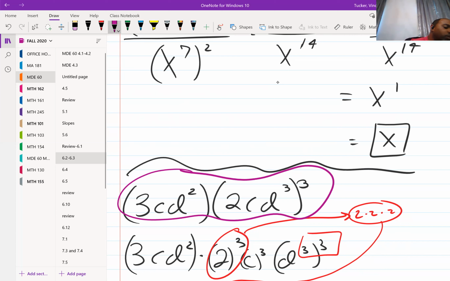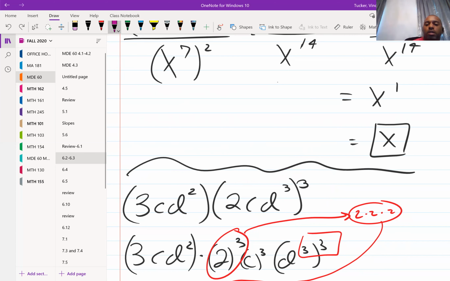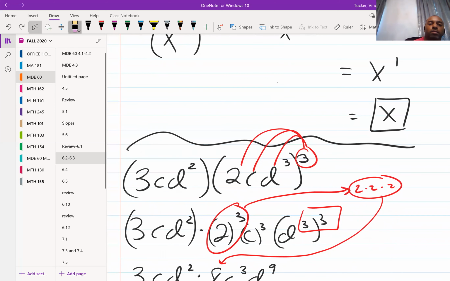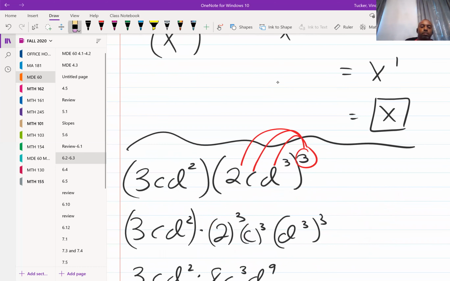All right. So first thing you want to do is get rid of that cube on the outside of the 2cd. So we can apply the cube to each term on the inside. So that's what we got going on over here. 3cd squared is still the same. Nothing affected that. But then we have 2 cubed, c cubed, and then d cubed cubed.